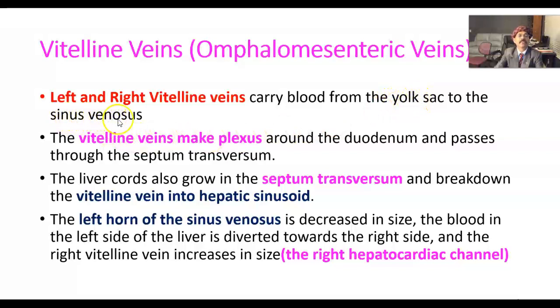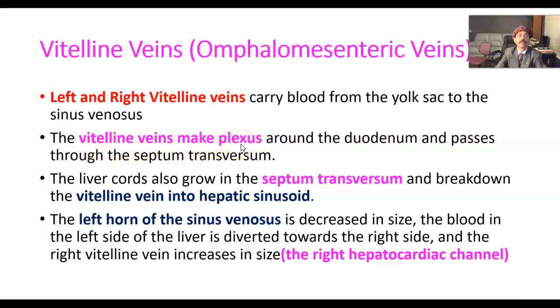There is the sinus venosus. The sinus venosus also receives the umbilical vein as well as the common cardinal vein. The vitelline veins make a plexus around the duodenum and pass through the septum transversum.